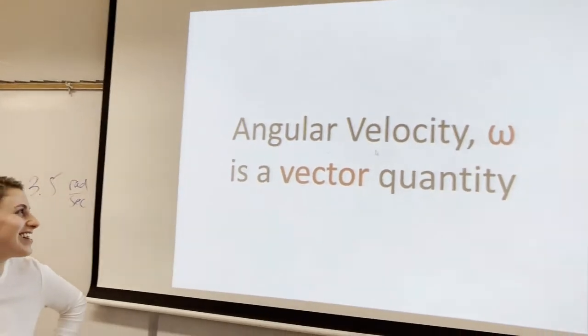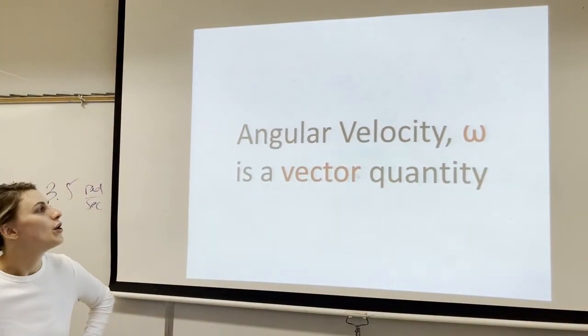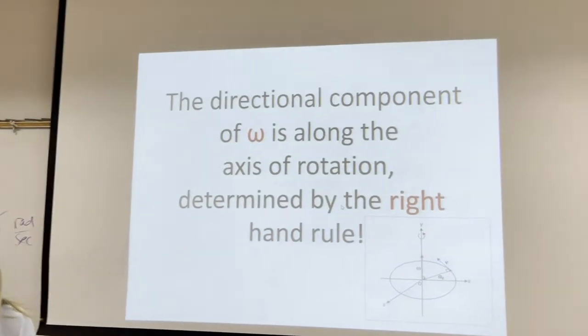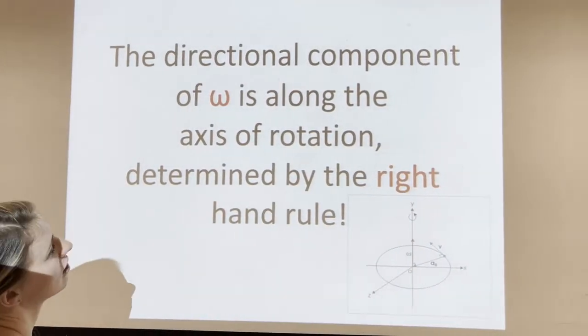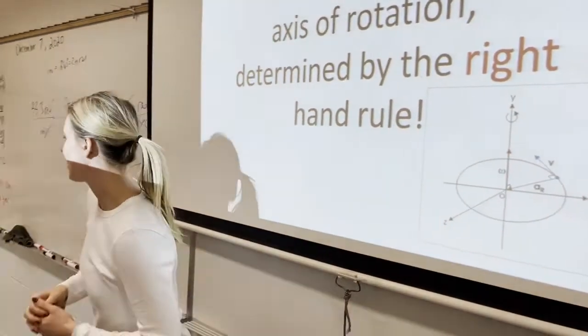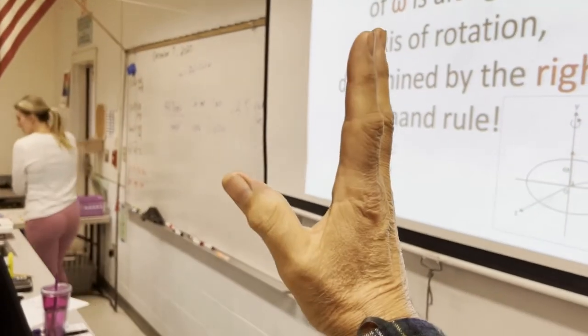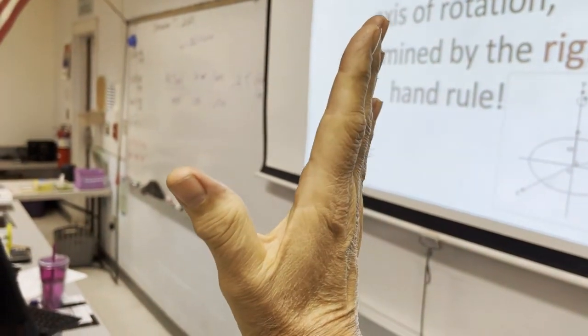Okay, so angular velocity is a vector quantity, which just means it has direction. The direction component of the angular velocity is along the axis of rotation, determined by the right hand rule. The funny thing about your right hand, or either hand, is you can only bend those fingers in one direction. If you try to bend them back in the other direction, they don't work.